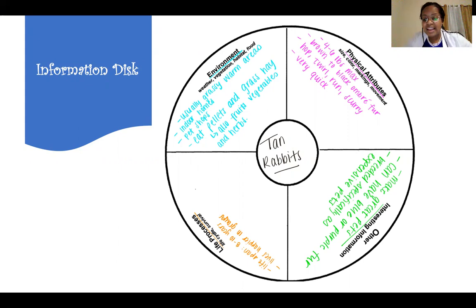And then on the other side, other interesting information: they make great pets. They can also have stripes and streaks of blue or purple fur. They're bred specifically as expensive pets. People pay a lot of money to have tan rabbits bred just for them to have as a pet. Life processes: their lifespan is from 8 to 10 years.